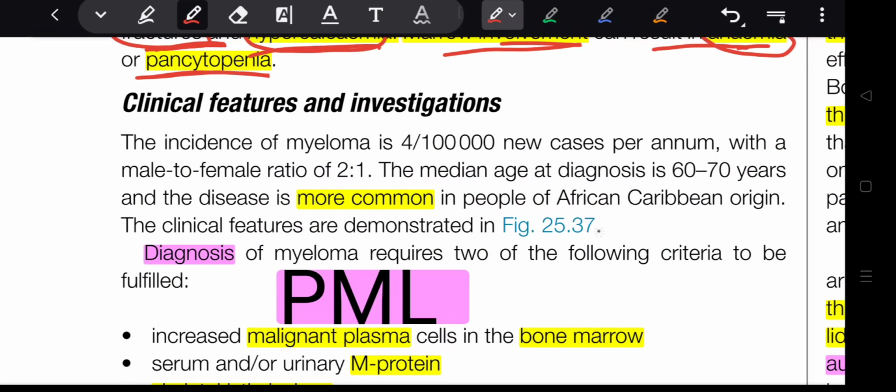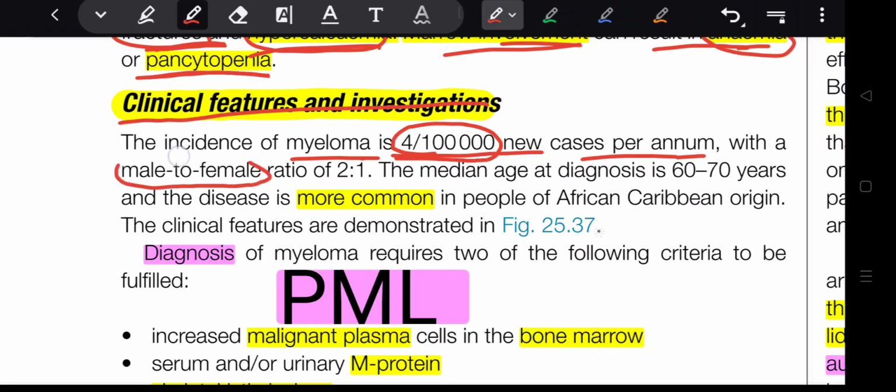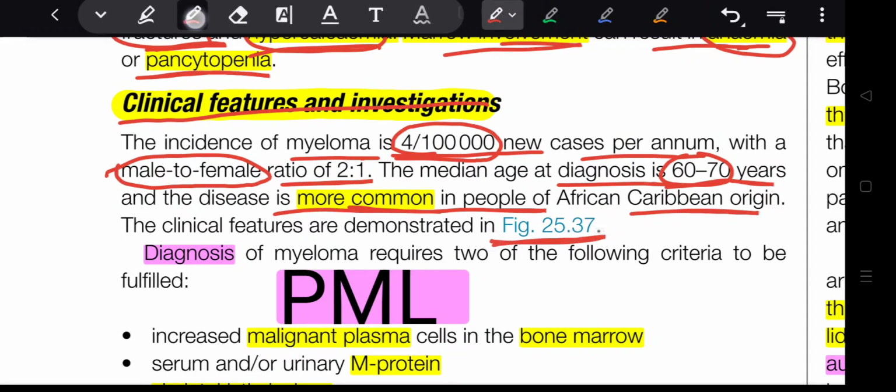Clinical features and investigation. Incidence of myeloma is 4 per 1 lakh per annum, with a male to female ratio of 2:1. Median age at diagnosis is 60 to 70 years. The disease is more common in people of African Caribbean origin. The clinical features are demonstrated in figure 25.37.